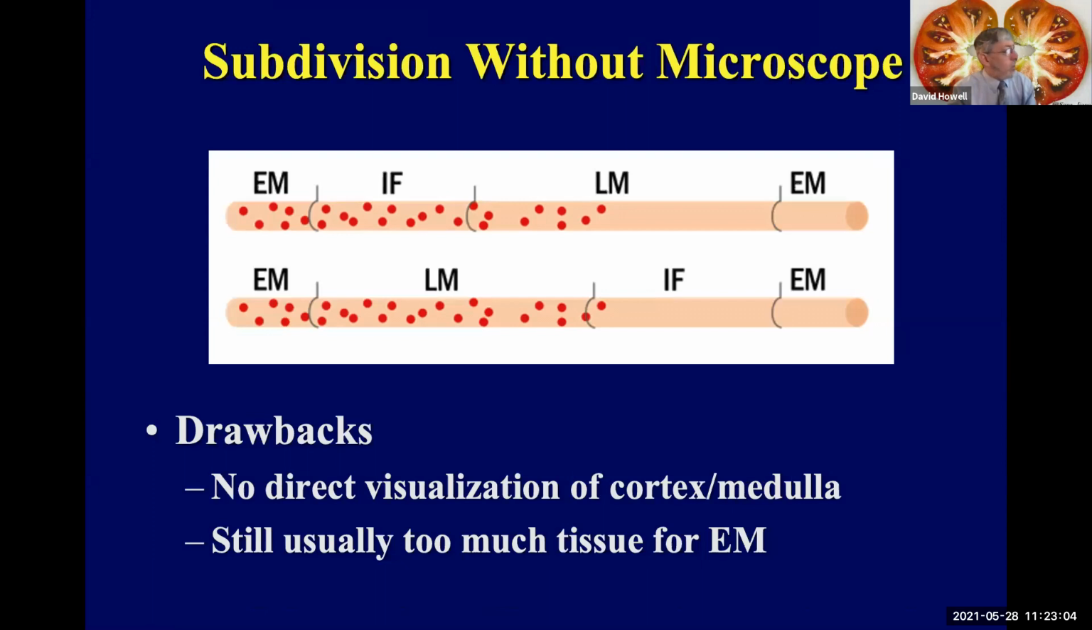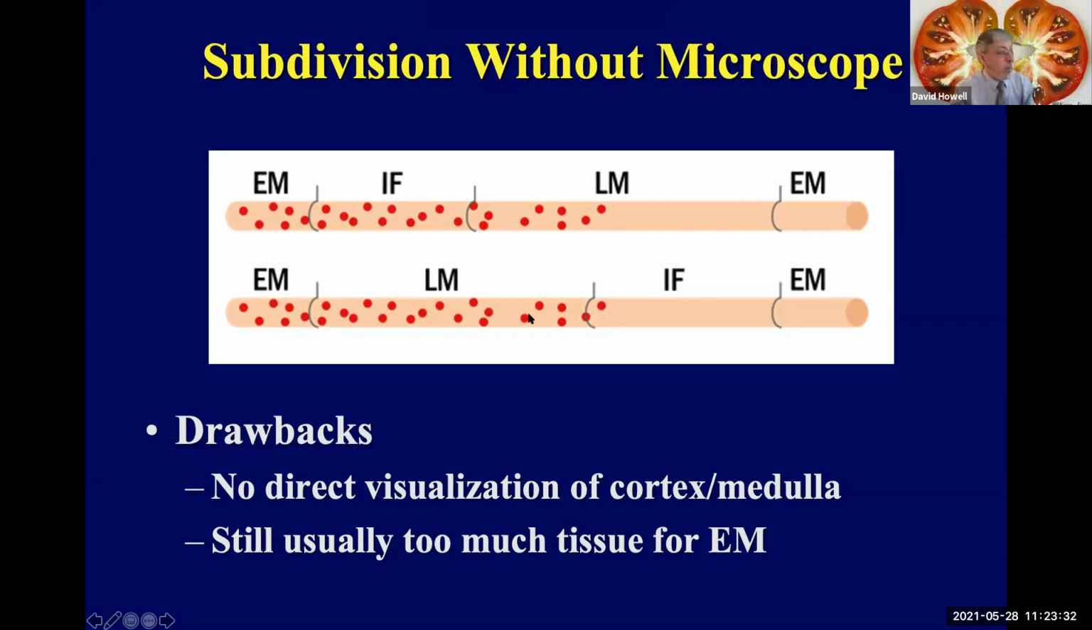Second way of doing this, assuming you get a couple of cores, actually you can do this with 1 core as well, is to blindly, without the aid of a microscope, cut off the tips, 1 millimeter or 2 of each end of each core, put them in glutaraldehyde for electron microscopy, and then divide the rest of the tissue, again, blindly, for light microscopy, a little bit more for that, and immunofluorescence, a little bit less.